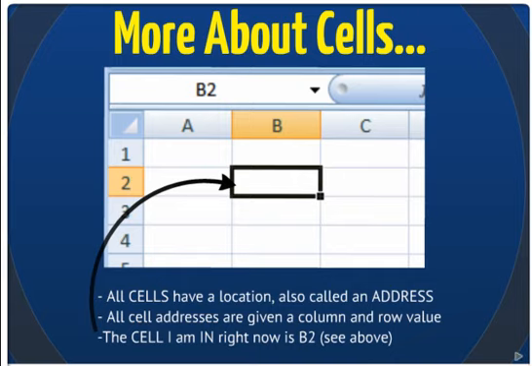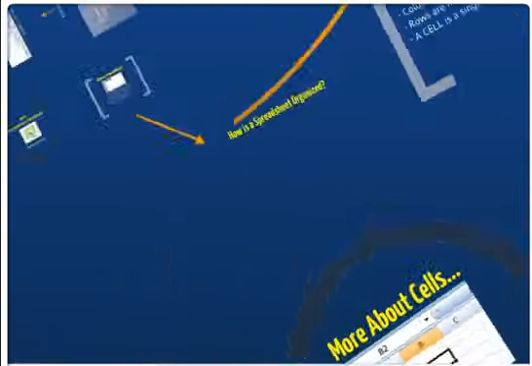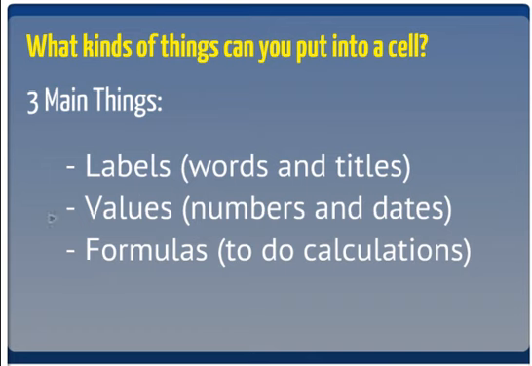So let's talk a little bit more about what kind of things can go into a cell. Basically, there's three main things. There's labels, which are words and titles. Like maybe if you're a teacher, these would be the names of your students or a list of the assignments and tests that you're giving your students. Values, which would be numbers or dates. So if you're an athlete coach, like a track and field coach, maybe you've got the times of your different athletes doing the different events. And then there's the formulas that do the calculations, such as finding the highest and lowest time, maybe the average test mark, or your total expenses, or your revenue or profit for the year. So let's take a look at these a little bit more closely.